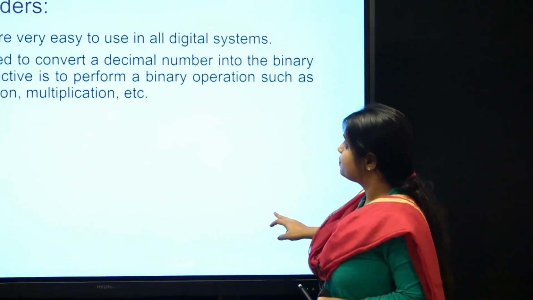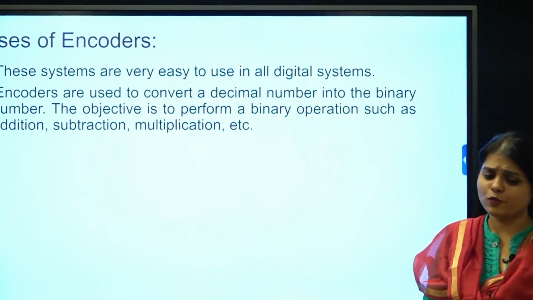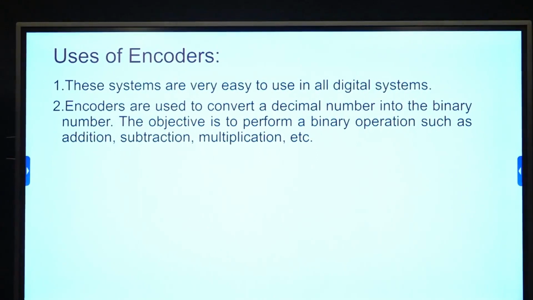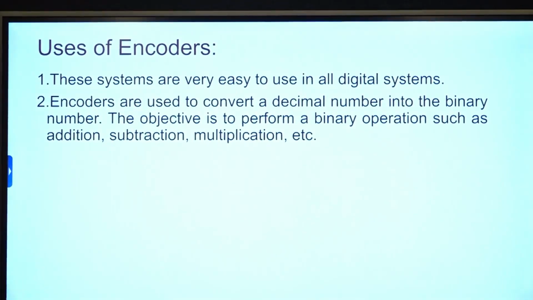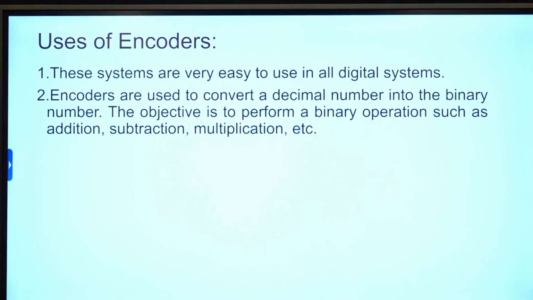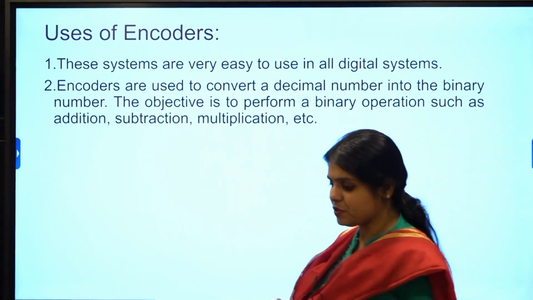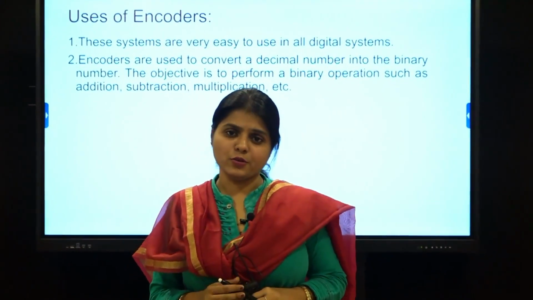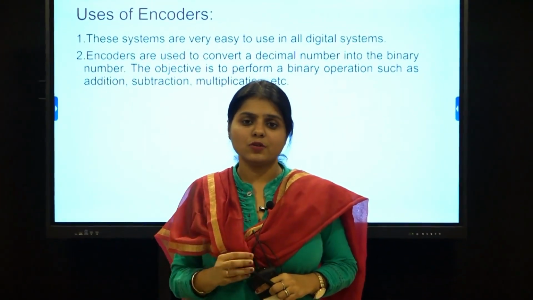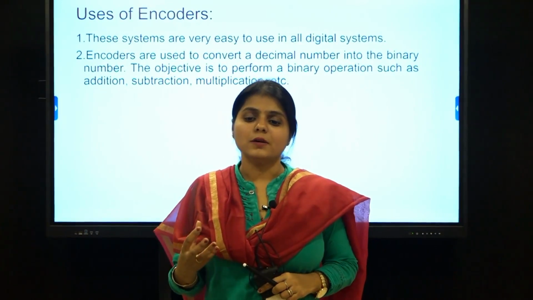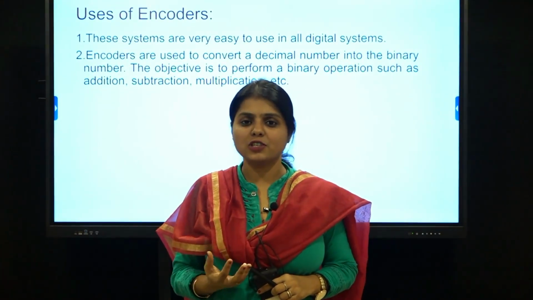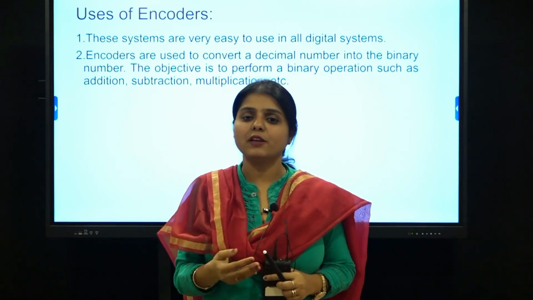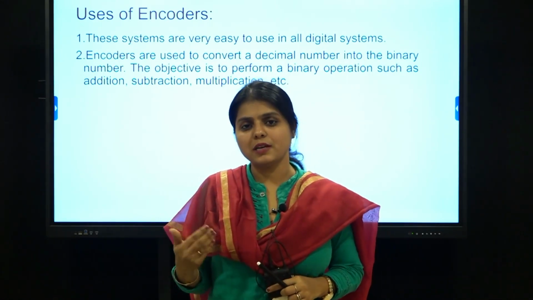So what are the uses of these encoders? We use these encoders to convert decimal numbers into binary numbers, and the main objective is to perform binary operations such as addition, subtraction, multiplication and division. All these things can be done using encoders. Decoders and encoders are the most important combinational logic circuits, which we use for decoding or encoding binary information into decimal lines or anything.